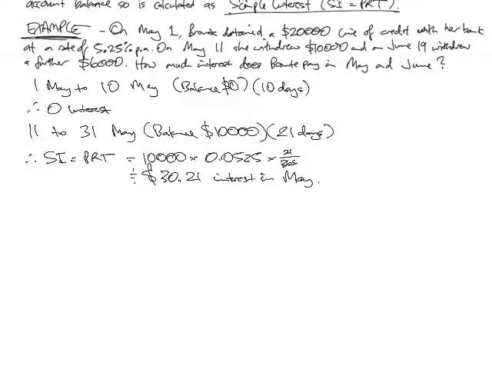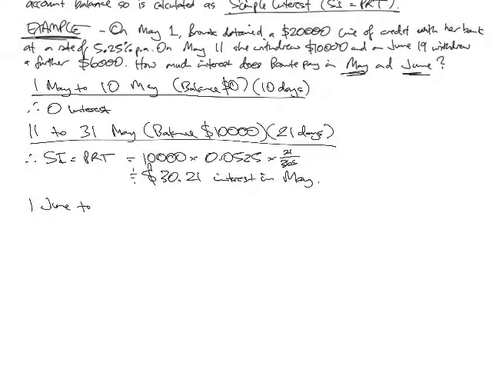So we've answered the first part of the question. How much interest did she pay in May? $30.21 in May. For the next part, we've done May, we need to work out June. I'll underline these so it's easier to see. From 1st of June to the 18th of June, because on the 19th of June, she withdrew a further 6,000.